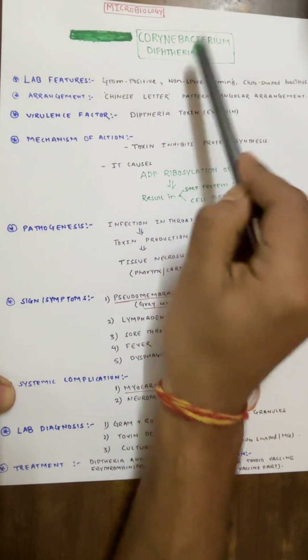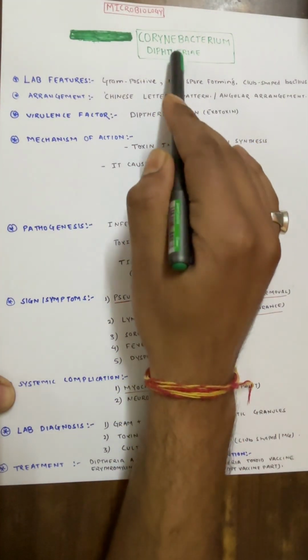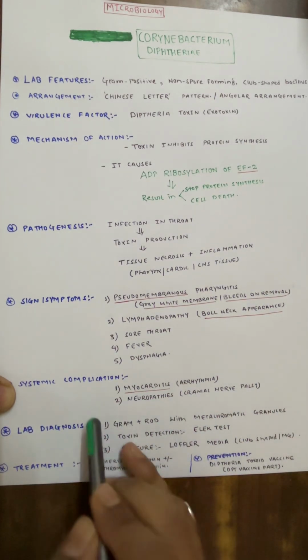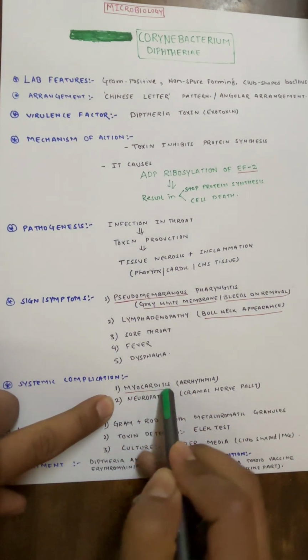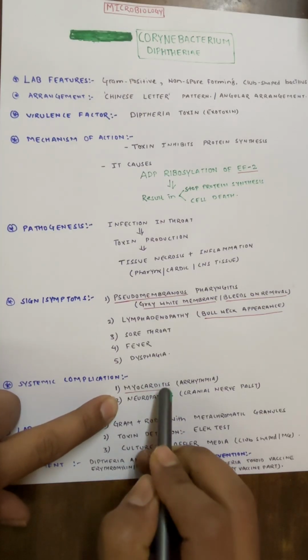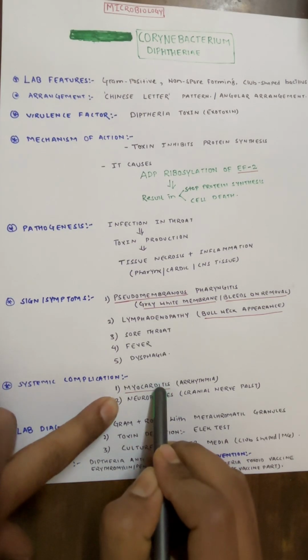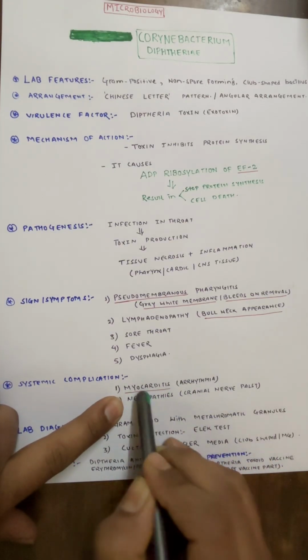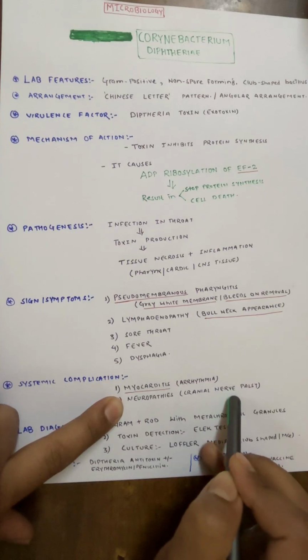Now, what are the systemic complications? After having an infection from Corynebacterium diphtheriae, what systemic complications will arise? The systemic complications will be myocarditis. Most often they ask this in USMLE Step 1 and INICET exams: what's the main complication? Myocarditis. In the heart, arrhythmia also. And neuropathies like cranial nerve palsies.